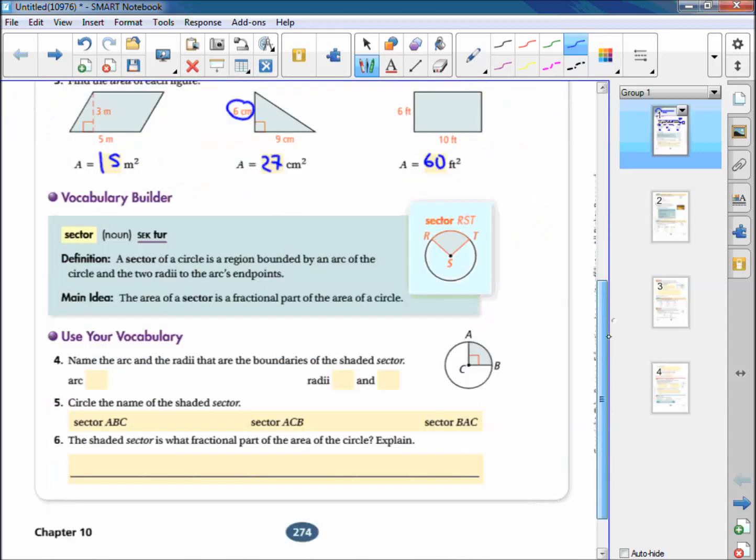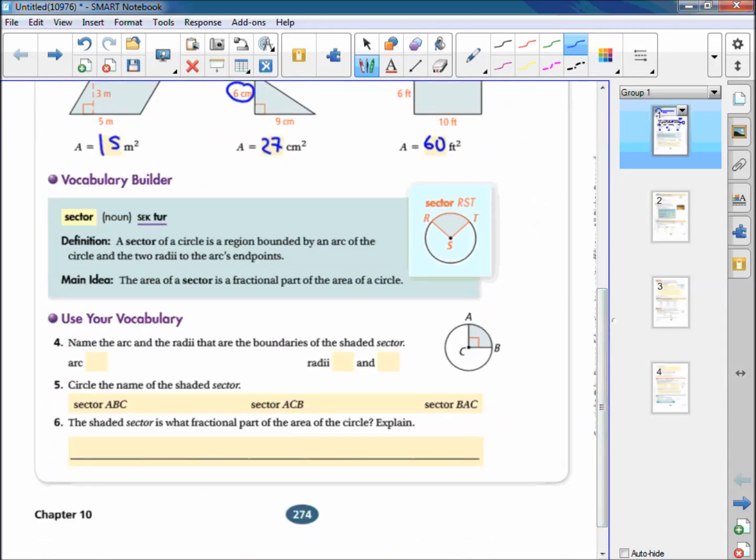All right, so we have a vocabulary builder here. Sector. A sector of a circle is a region bounded by the arc of the circle and the 2 radii of the arc's endpoints. So this is a sector right here, sector RST. So we have the arc from R to T, and then bounded by the 2 radii RS and ST.